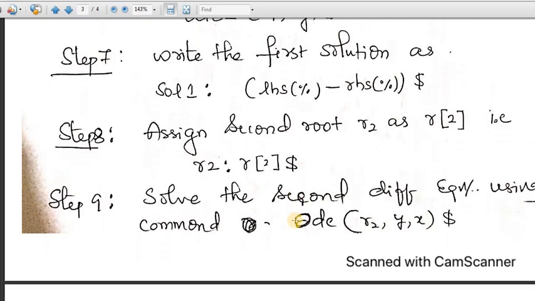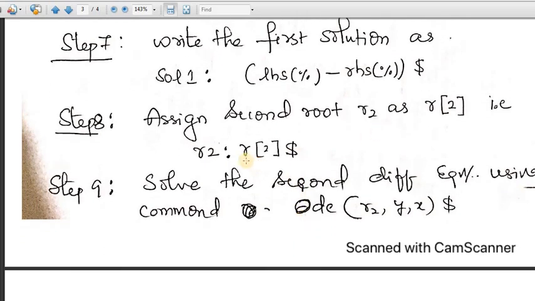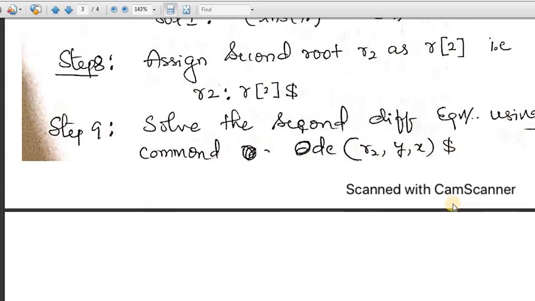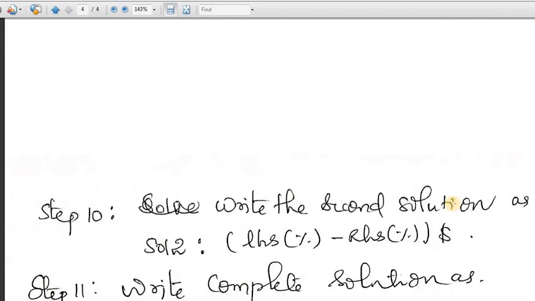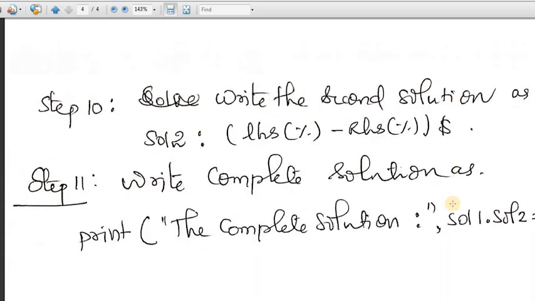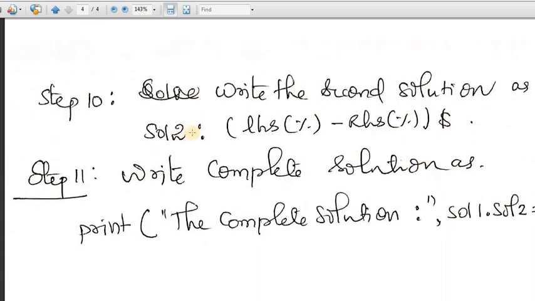Next, again solve the second differential equation with respect to the second root, using the same ODE command. ODE means ordinary differential equation, solution with respect to r2, with respect to y and x, right? With the same dollar symbol, it will give the second solution. Write the second solution as this. We have to write the second solution as solution2 colon lhs(%) minus rhs(%).